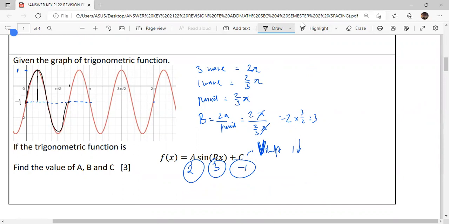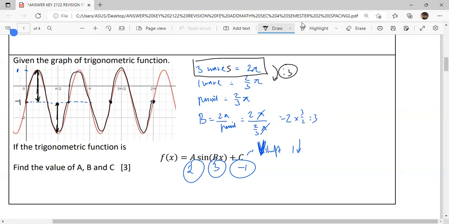This is the amplitude. Remember, amplitude is the distance between the middle part of the curve to the furthest part, 2. It cannot be negative 2. Amplitude is always positive, right? And then we know that this is 3 waves, right? 1, 2, and 3. 3 waves is 2 pi. So 1 wave is 2 over 3 pi, as simple as that, you divide by 3.